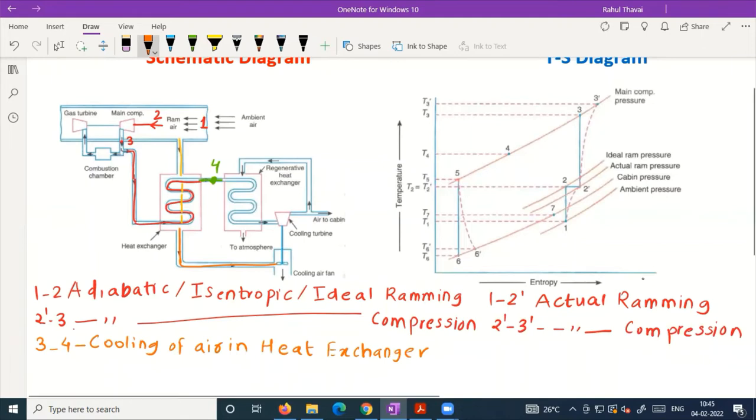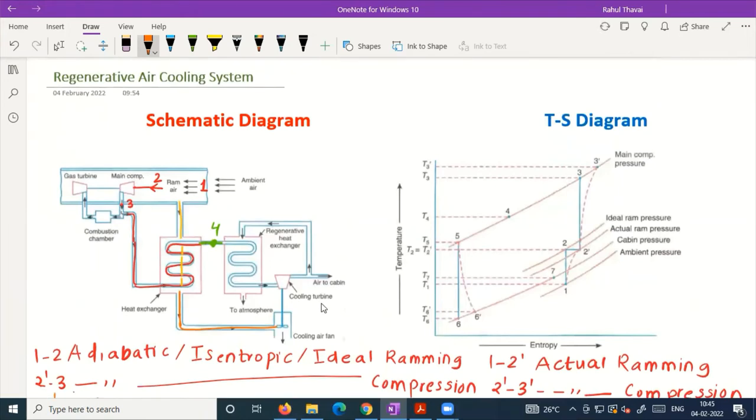So this point can be 3, or this also can be 3 dash. 3 or 3 dash to 4 is the cooling of the air in the heat exchanger. Now see, the air coming at point number 4 is supplied to the regenerative heat exchanger. You can see why it is called a regenerative air cooling system: because here the regenerative heat exchanger is added. It is further cooling the air which is coming out of the first heat exchanger.